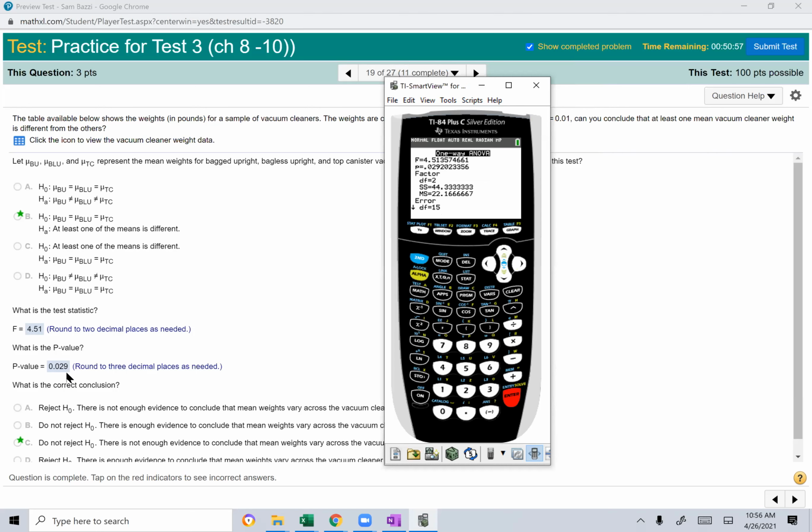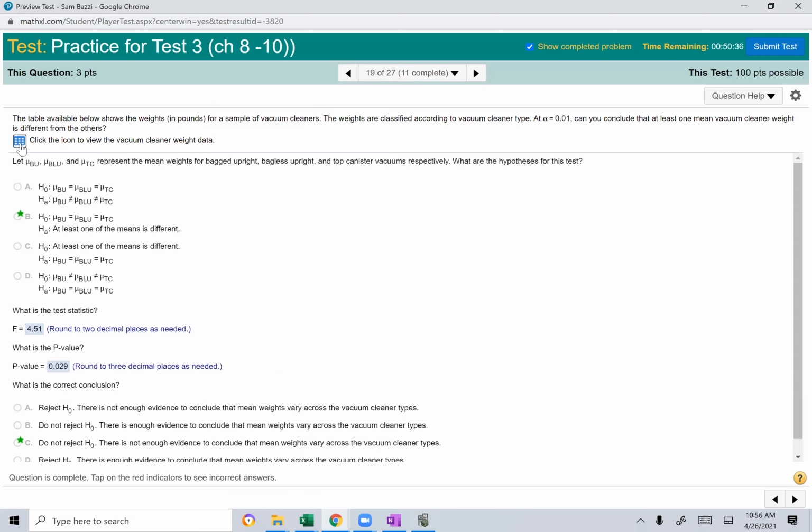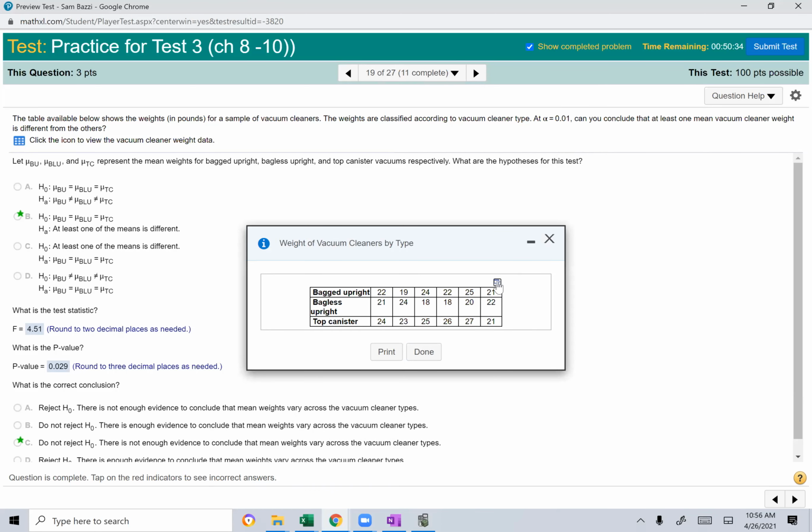So this is bigger than 0.01. So fail to reject the null hypothesis. Do not reject H0. There is not enough evidence to conclude that the mean weight varies across the vacuum cleaners, or at least one mean is different from the others. That's this one. How do you do it, guys, using StatCrunch? Watch. Open in StatCrunch.